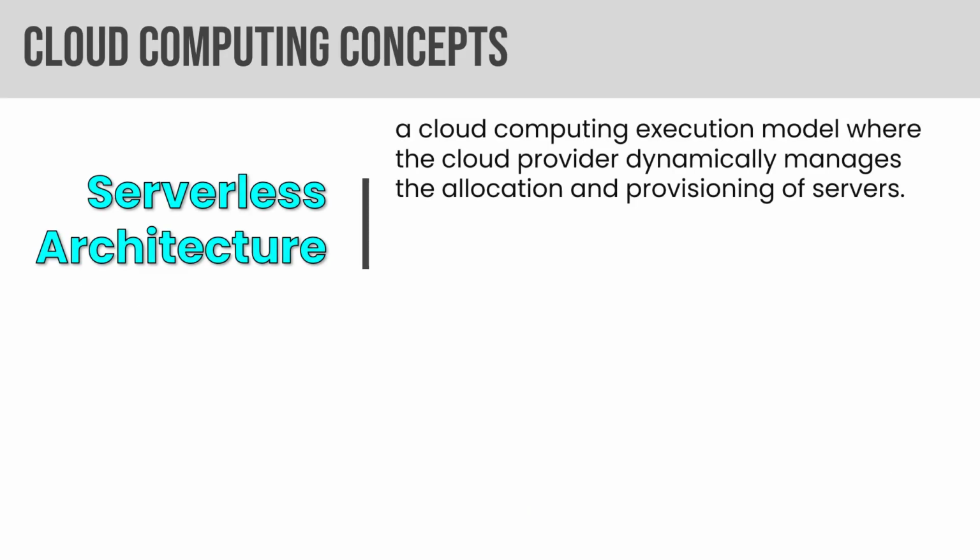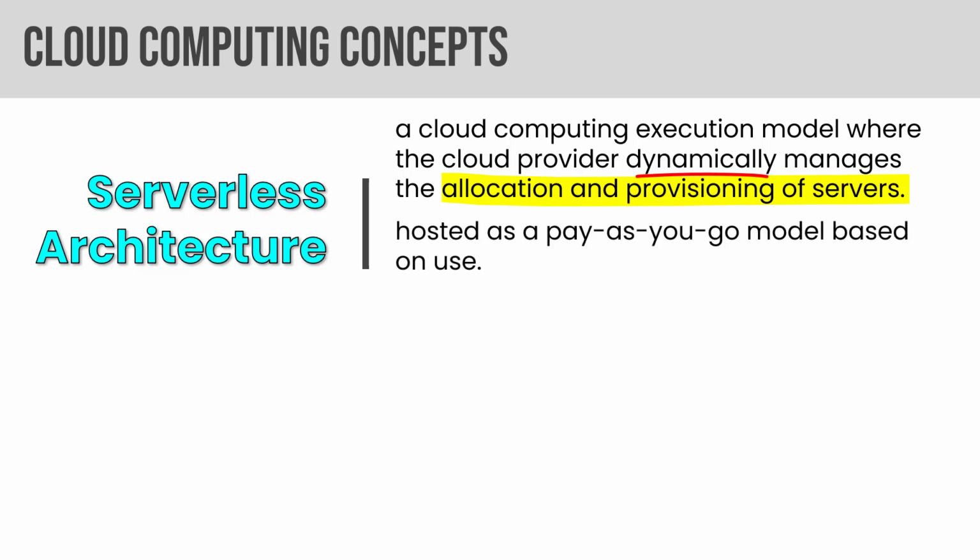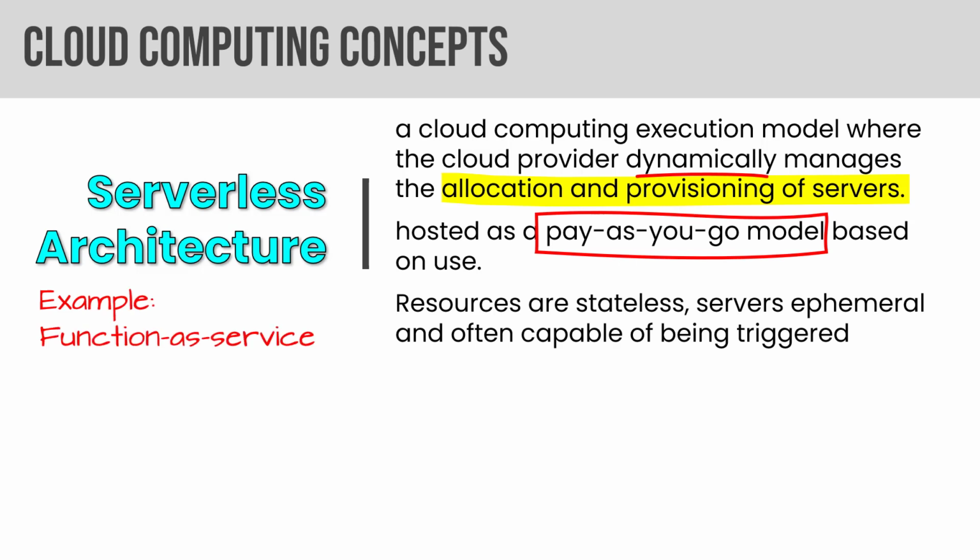Then there's serverless architecture. So this is a cloud computing execution model where the cloud provider dynamically manages the allocation and provisioning of servers and resources. It's hosted as a pay-as-you-go model based on use. The resources are generally stateless, the servers are ephemeral, and they're often capable of being triggered, so basically laying idle and triggered when they are needed for use. A really common example of serverless architecture is function as a service, and most of your major cloud service providers offer some form of function as a service where we can have a piece of code that can be called to execute and potentially process data as we need it to.